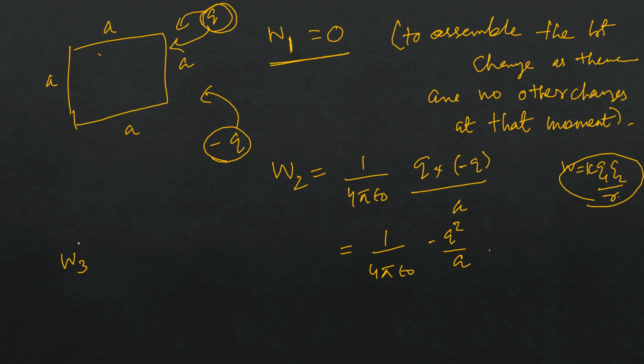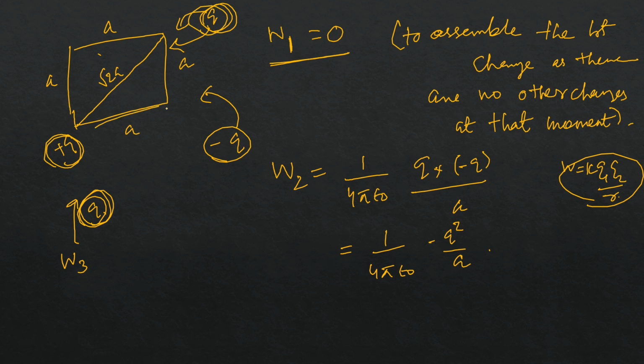I'm bringing the third charge, Q3, which is simply plus Q. Now I'm bringing this plus Q here. So this plus Q is at a distance of root 2a from this charge, and at a distance of a from this charge. We have to calculate the work done with respect to both the charges.